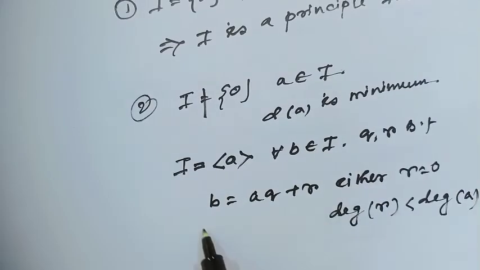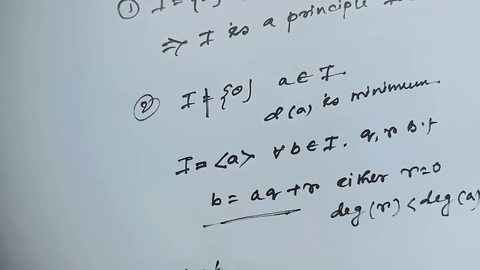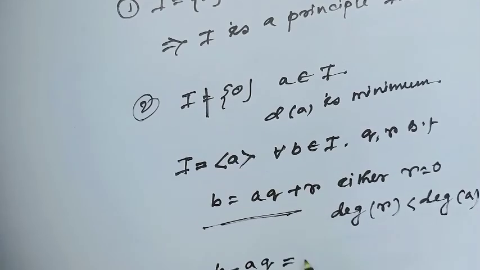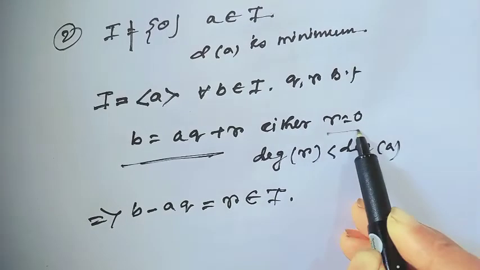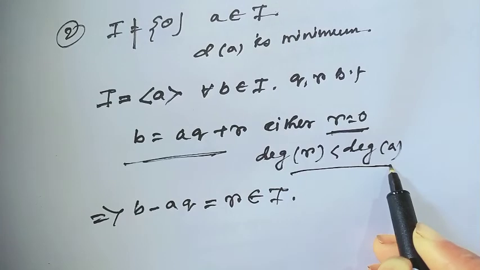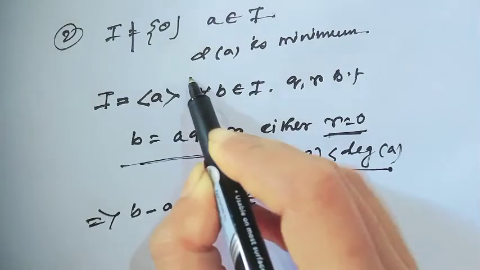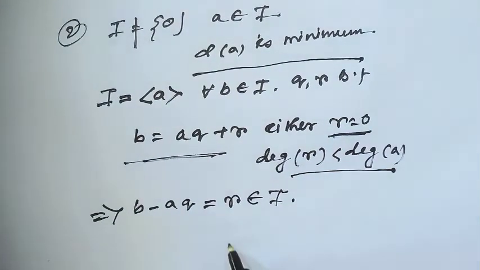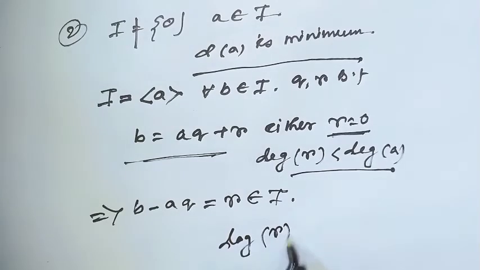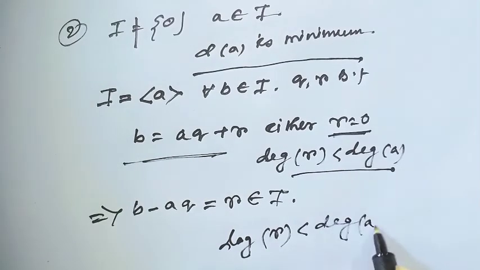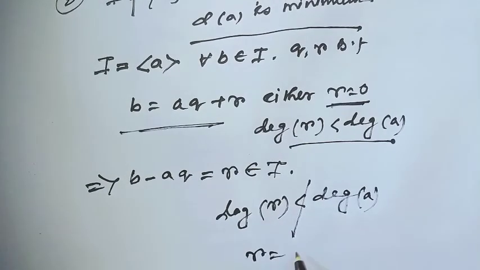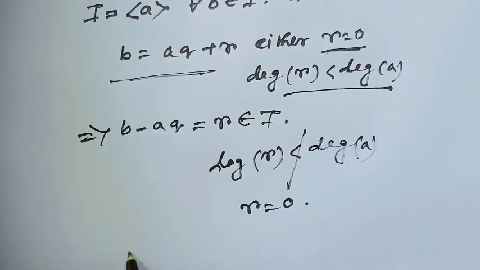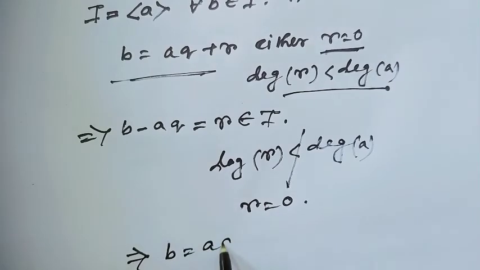Okay? And from this line it implies B minus AQ, which is equal to R, which obviously belongs to the ideal I. Notice either R equals 0 or degree of R is less than degree of A. But I have considered degree of A is the minimum. So degree of R less than degree of A cannot be possible. That means the only possibility is R equals 0, that implies B equals AQ.